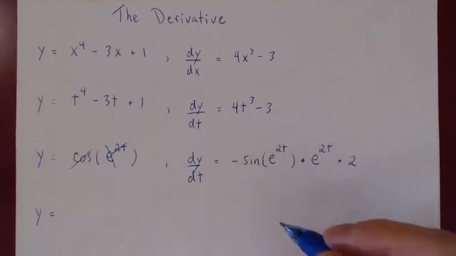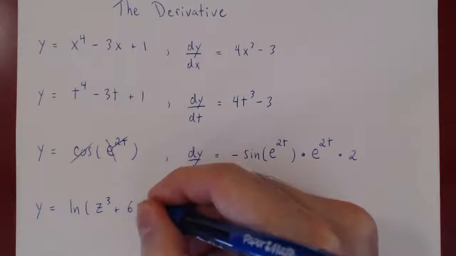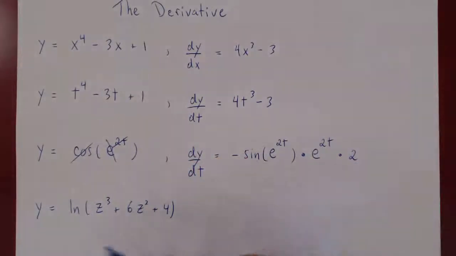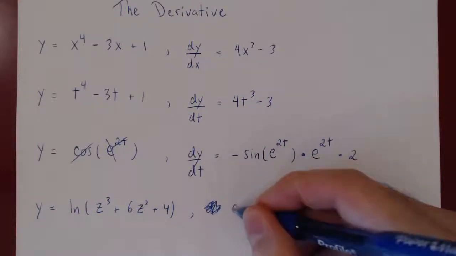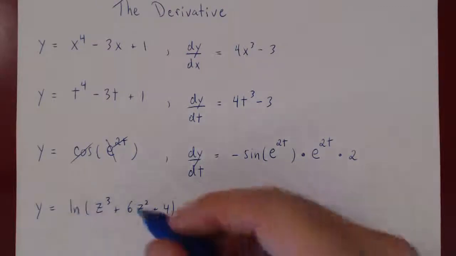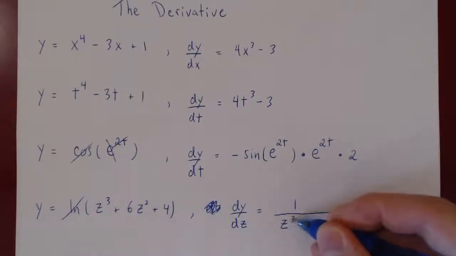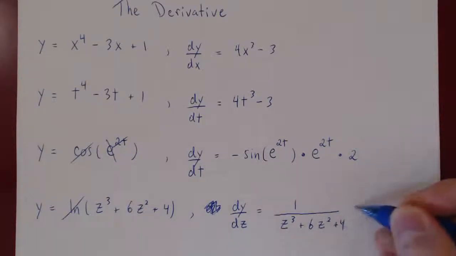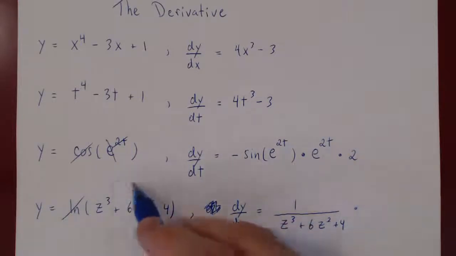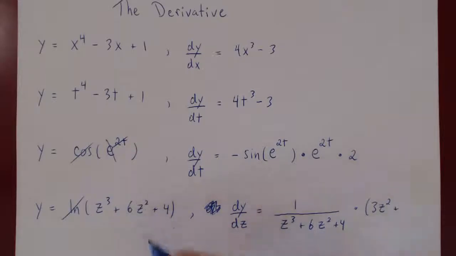What if y, say, was a function of z? What if y was the ln of z cubed plus 6z squared plus 4? Now, if you differentiate this function, y is a function of z. So you have to differentiate y with respect to z, so dy over dz. Well, the outside function here is ln. The derivative of ln is 1 over whatever the argument is, z cubed plus 6z squared plus 4, times the derivative of what's left over, and we differentiate this with respect to z. So we'll get 3z squared plus 12z plus the derivative of 4 is 0.